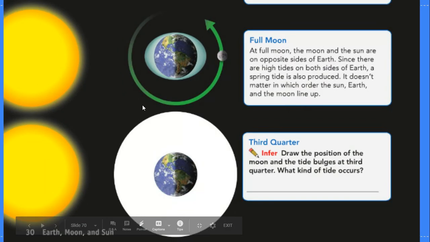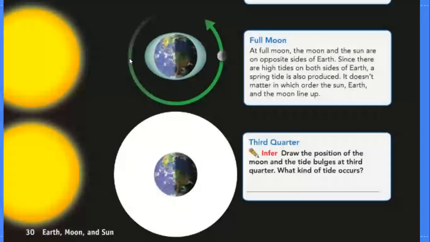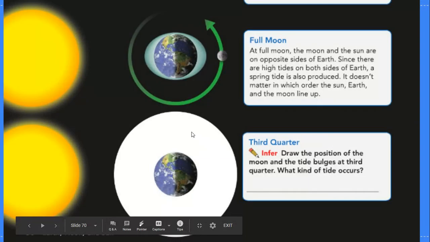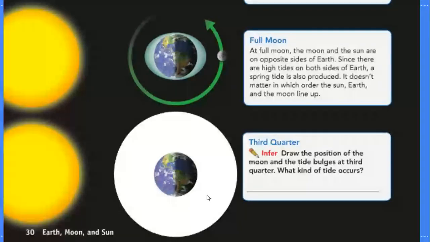Now, as the moon continues to go around the earth, this is the full moon phase. And again, we have the sun, the earth, and the moon in a straight line. So that pull of gravity is really forceful again, just as it was when the moon was in this position, the new moon phase. So now what the book wants you to do is to predict and to write what you think would happen when the moon is in the third quarter phase, how the tides would look on Earth.